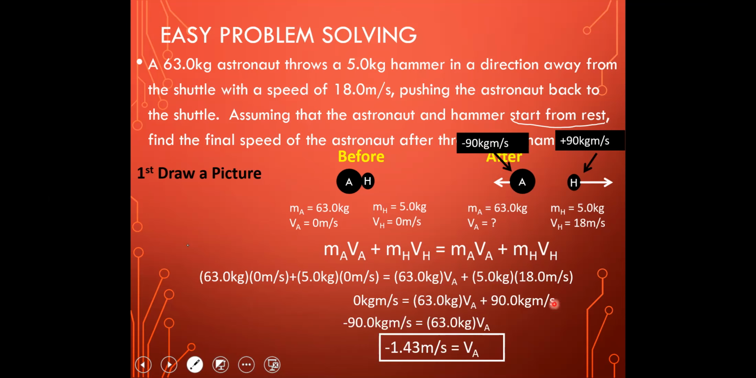So the velocity here is 1.43. But why minus? Because I told you if the hammer is going to the left, the astronaut will go to the right. They are going with opposite direction. And since the momentum is a vector quantity, it needs a magnitude and direction. It is minus, that means it is going to the opposite direction. Is it clear? Okay, teacher. Yeah, it's clear.